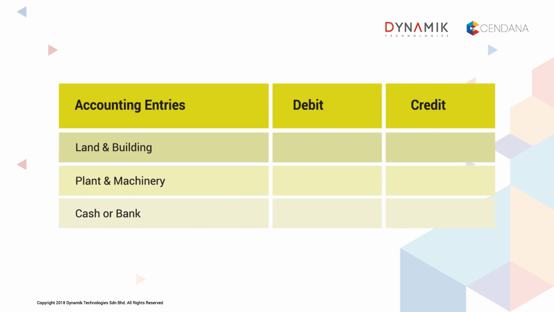The accounting entries for recording this vendor bill transaction will be debit the account for land and building with $50,000 and debit the account for plant and machinery with the same amount. Credit, on the other hand, will be cash or bank for $100,000.